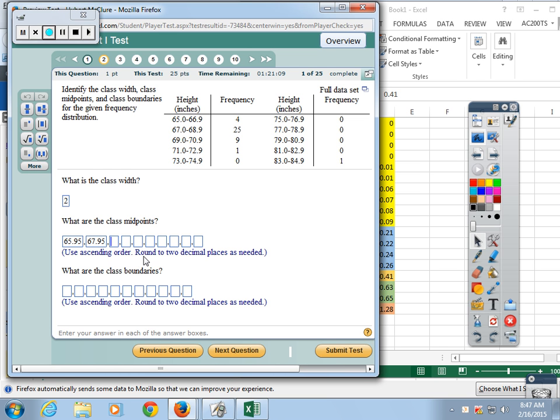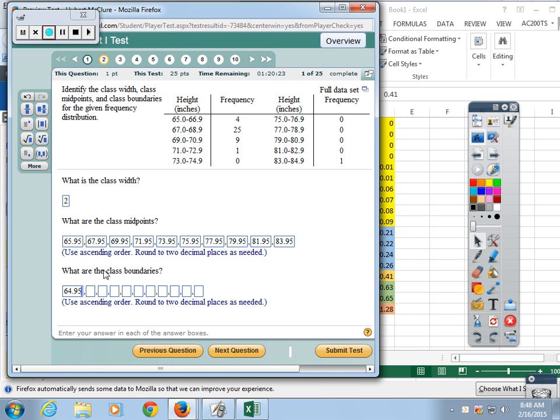69.95. 71.95. 73.95. 75.95. 77.95. 79.95. 81.95. And 83.95. What are the class boundaries? Well, what comes before 65? 64.95.